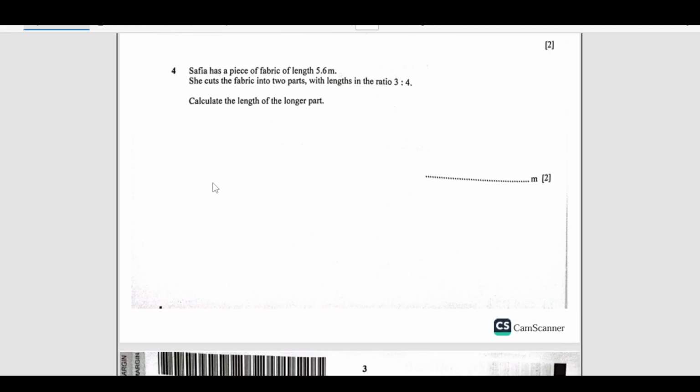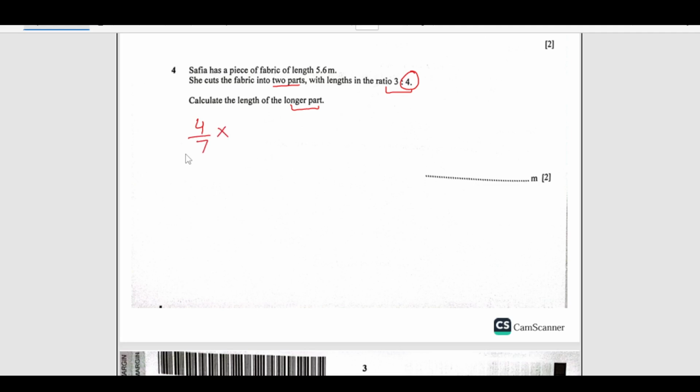Number 4. Safia has a piece of fabric of 5.6 meters. Safia cuts the fabric into 2 parts with the lengths in the ratio 3 to 4. Calculate the length of the longer part. If you see, the longer part here is 4, right? So 4 is out of 7, right? 4 plus 3, the total.